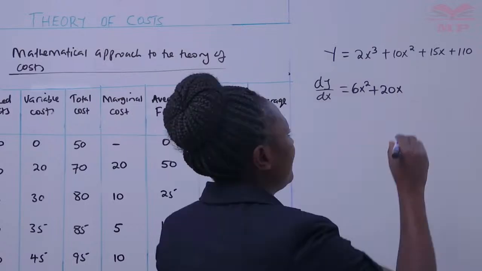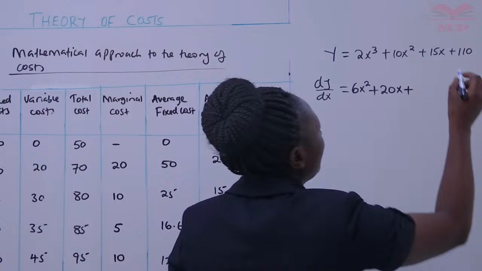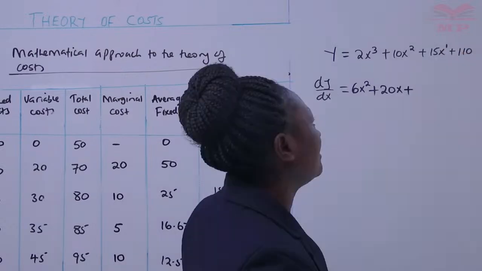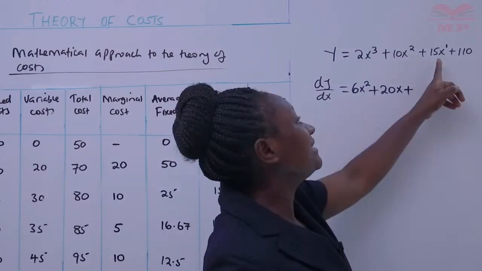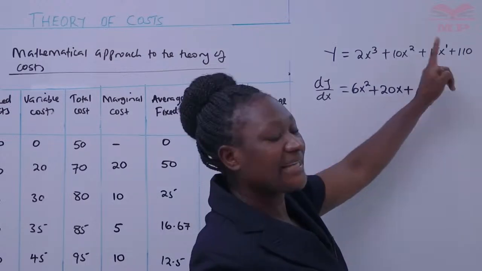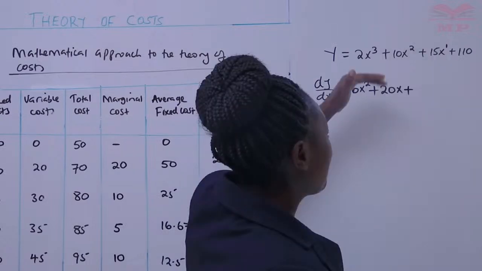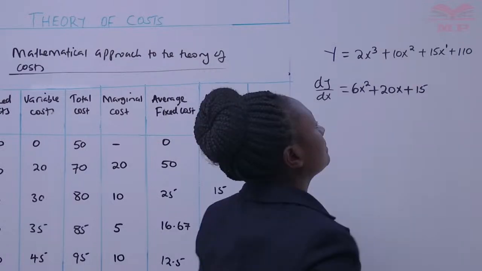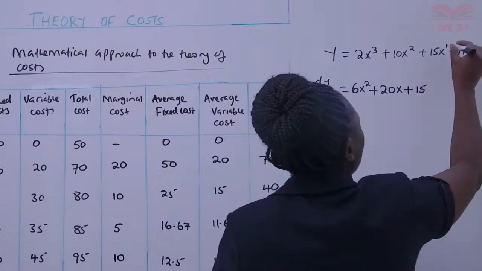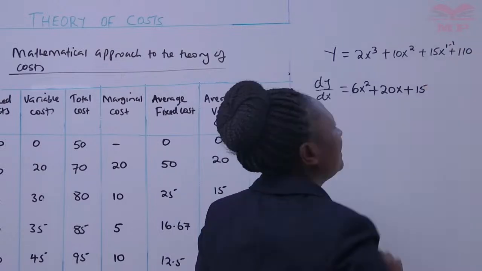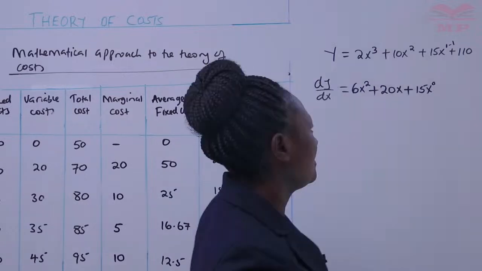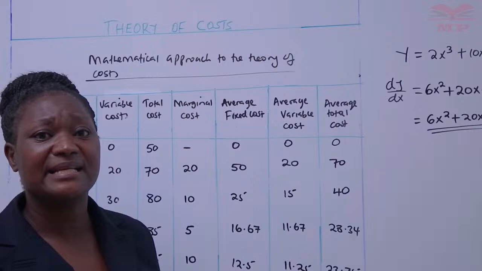And then next we have plus 15x. This x is the same as x raised to power 1. In mathematics we are not writing x raised to power 1, we are just writing x, but it is x raised to power 1. So to differentiate, we take this 1 and multiply by the constant, which gives us 15. And we reduce the power by 1. Taking 1 minus 1, we get 0, and that means we'll have x raised to power 0.